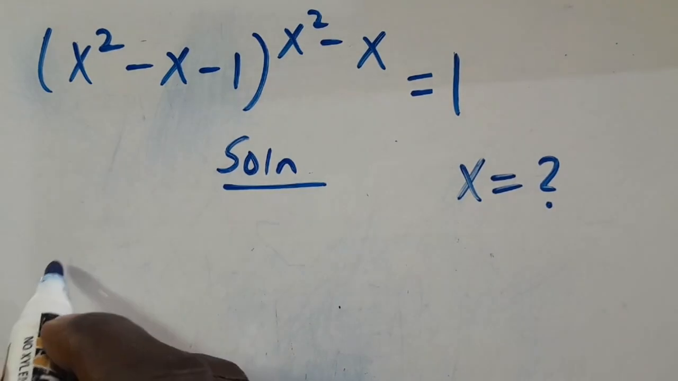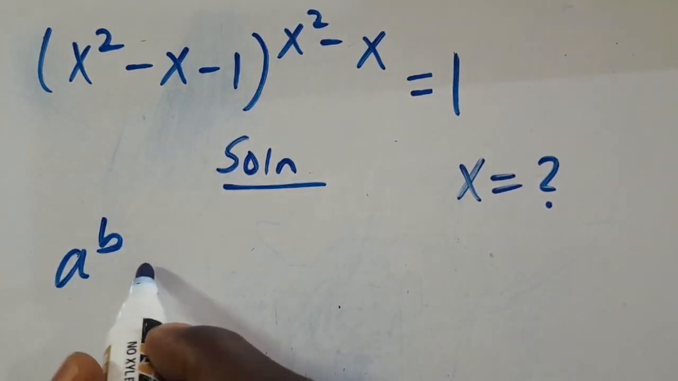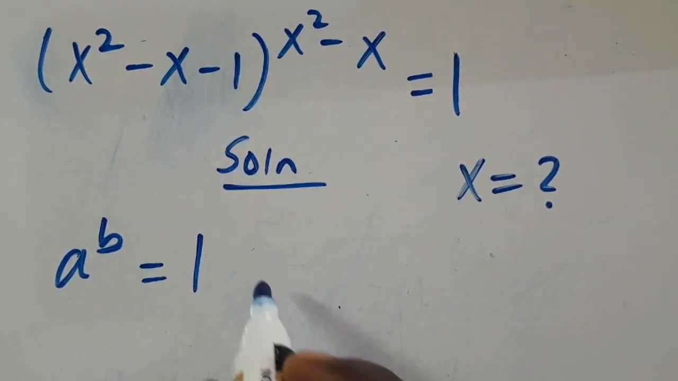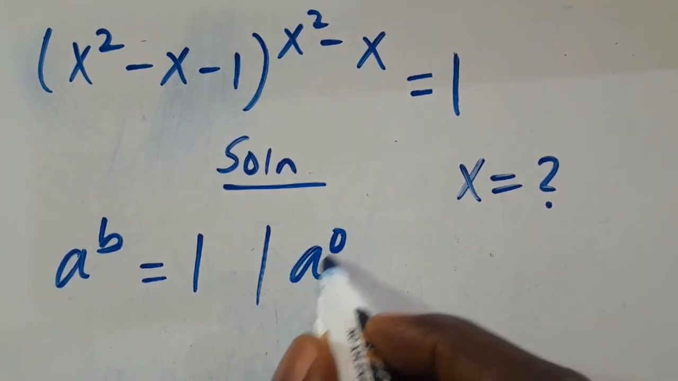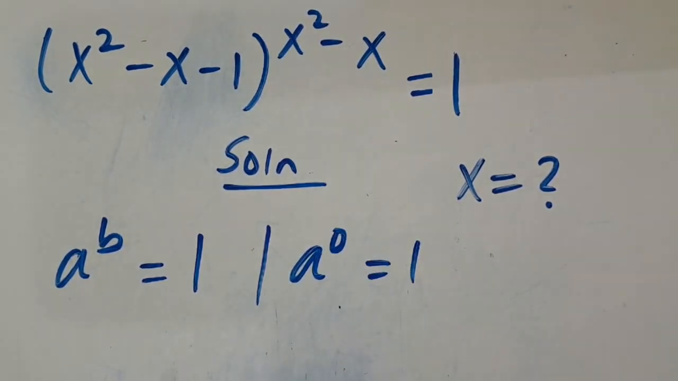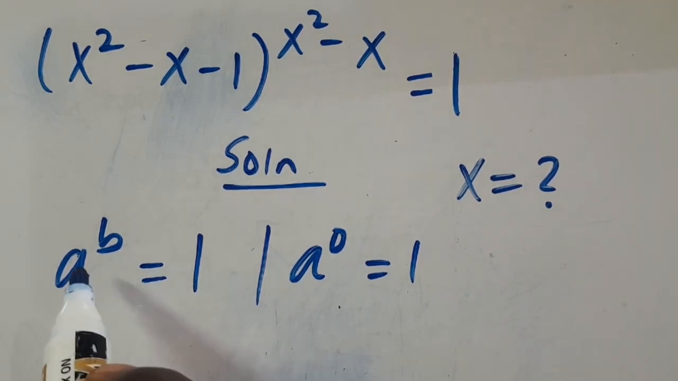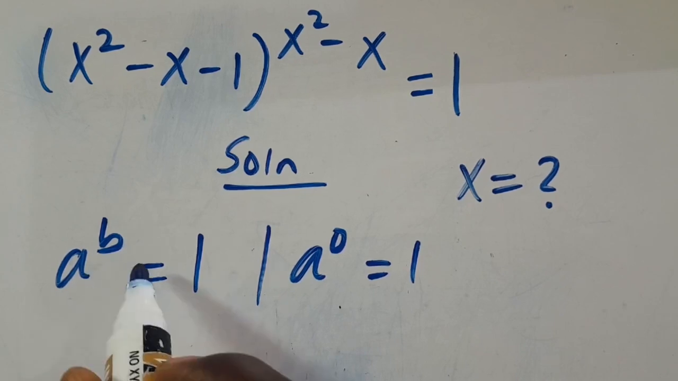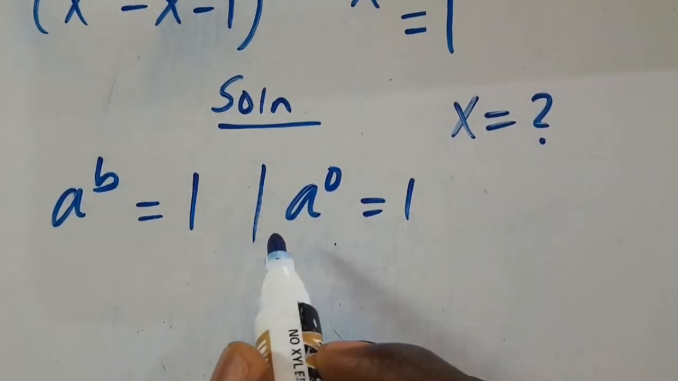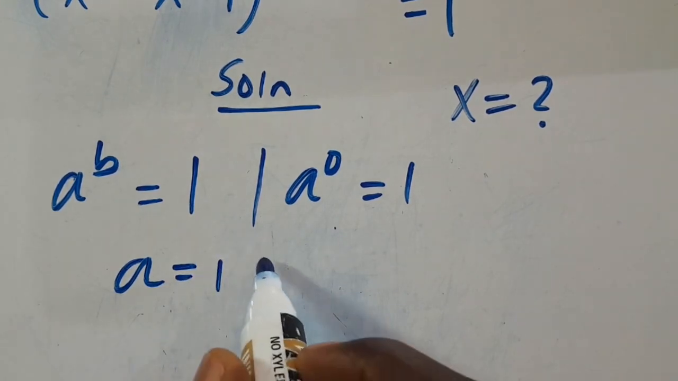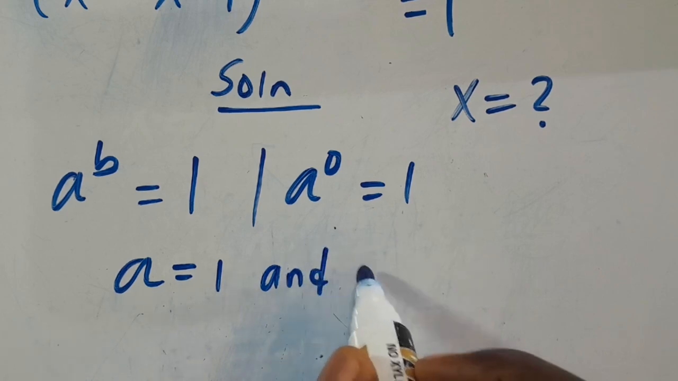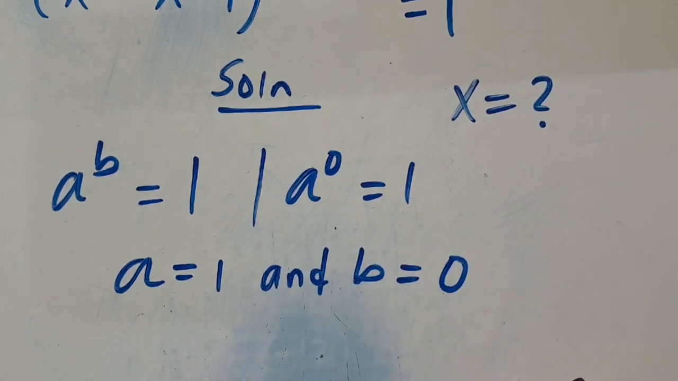Now remember that when we have a to the power of b that equals 1, we must also notice that, from the law of indices, a to the power of 0 will always give us 1. So from here, when we compare this expression with this, we are going to realize that our a will be equal to 1 and our b will be equal to 0.